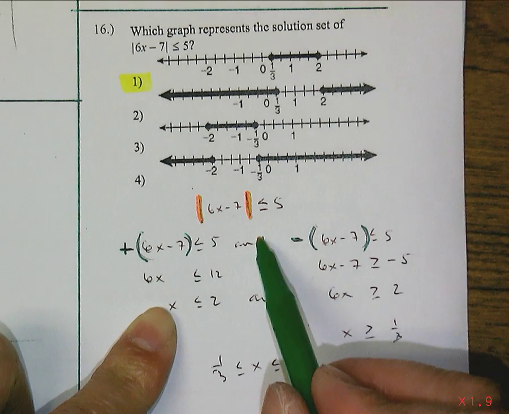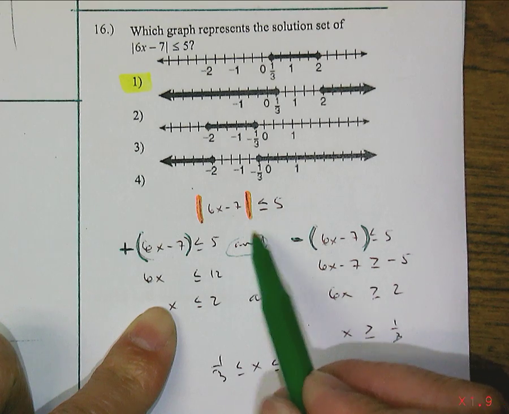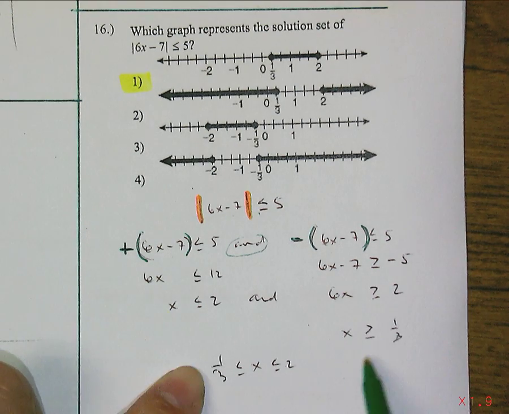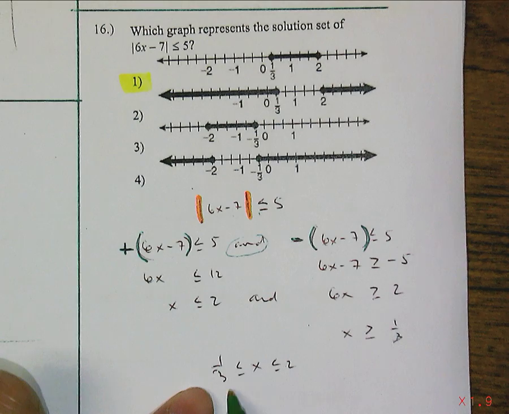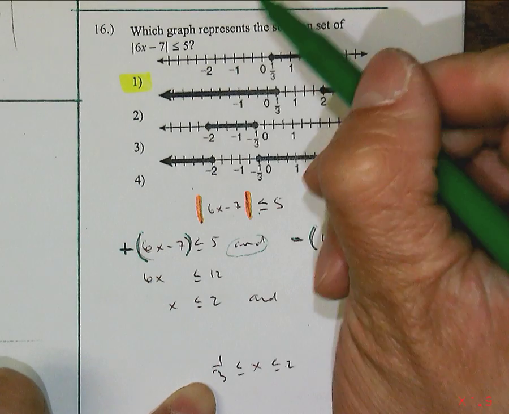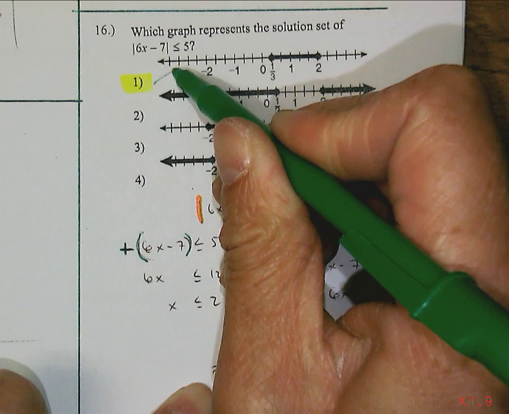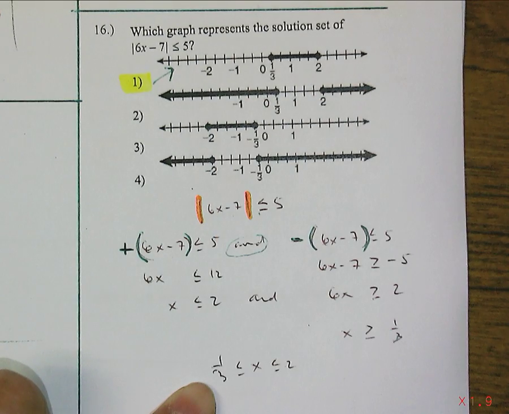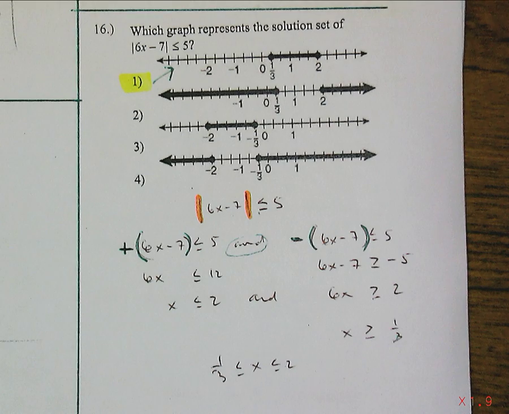And remember, I have the word and here. The reason why it's and is because it says less than or equal to. Make it a compound inequality, and this compound inequality is graphed by choice 1. Choice 1 is this one. And there's solutions for the quiz.